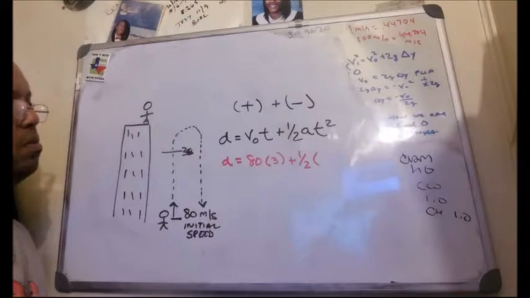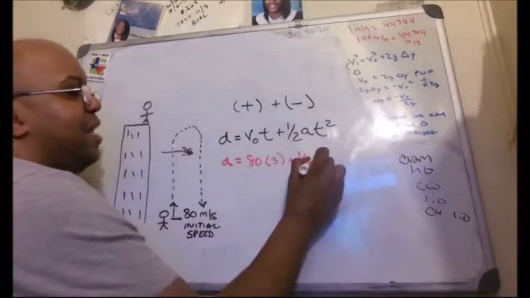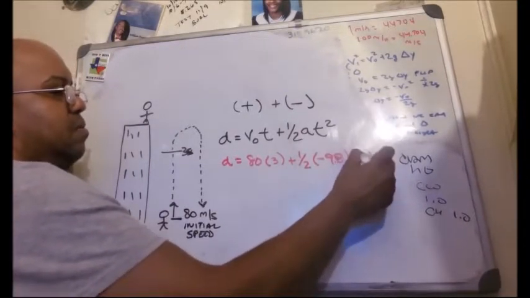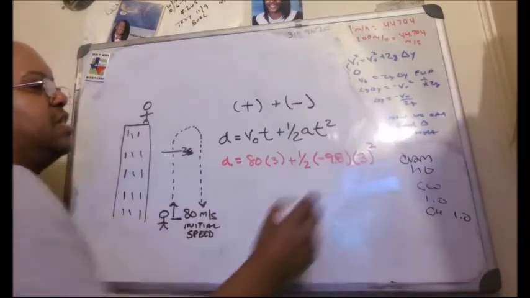Is that just 9.8 meters per second squared? It's got to be negative because it is fighting us. Okay, I got you. That's right. And we put 3 seconds in there and square it.